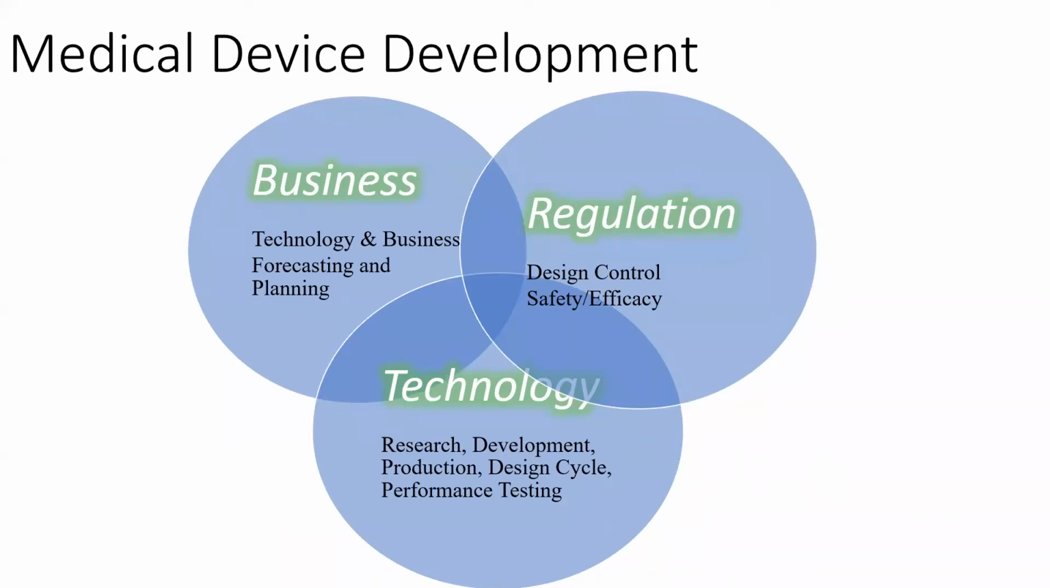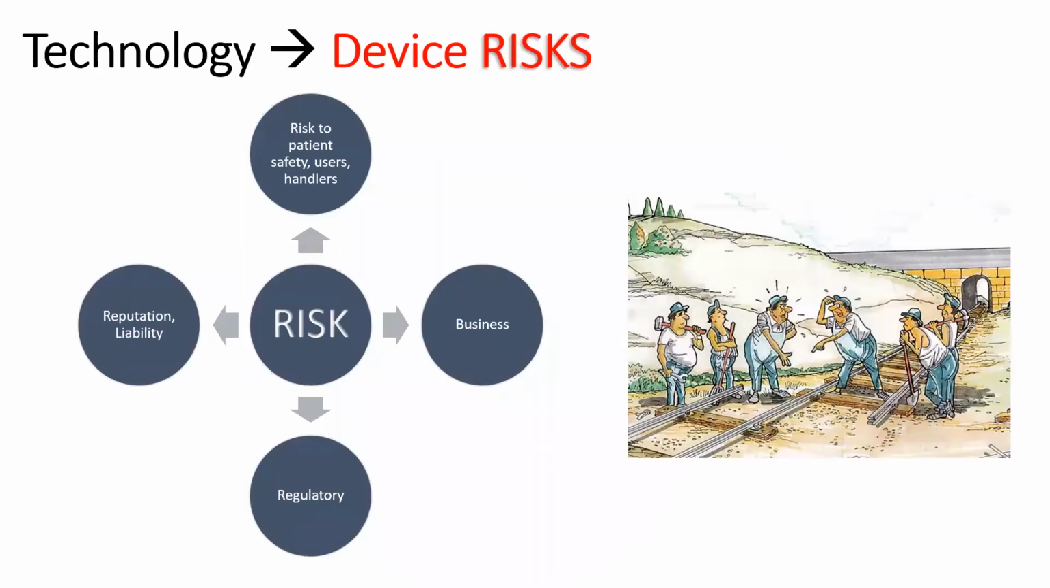The medical device industry and medical device companies fundamentally have to work through three very strongly interconnected areas of organization. You have the business side, which is business, finance, forecasting, planning. You have regulation, which is very, very crucial and important in medical devices. And of course, you have technology, which spans the gamut from research and development to performance testing to actually having a device on the market. These three areas are very closely interlinked. And out of these three, it is the technology side which contributes significantly to device risk.